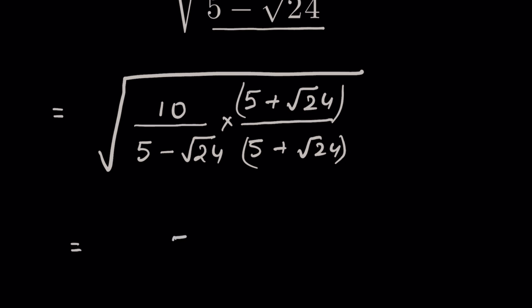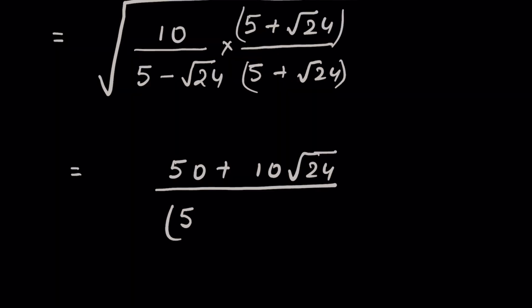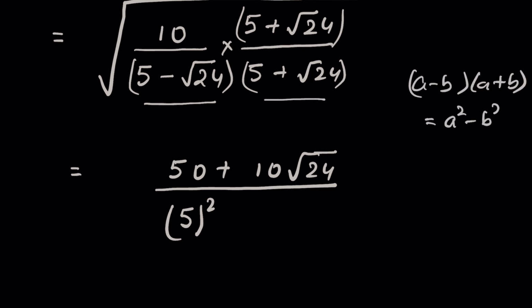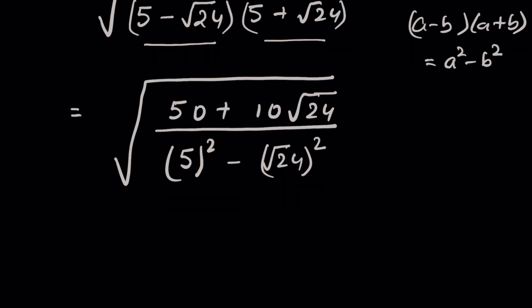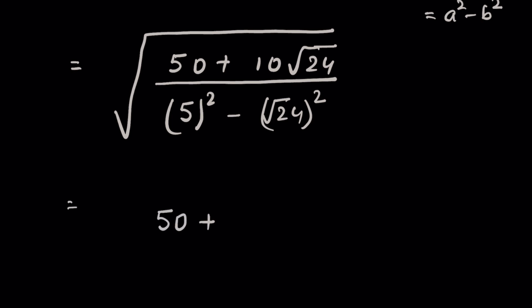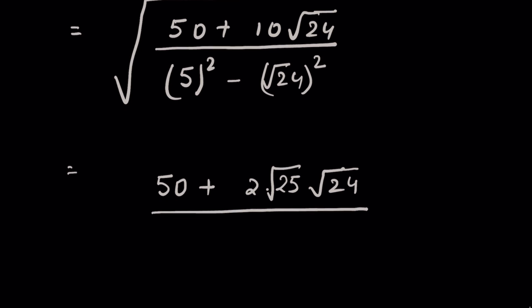So it will be 50 plus 10 times square root of 24 upon 5 square. This is in the form of the difference of squares, a minus b times a plus b, which is equal to a square minus b square. So minus square root of 24 square. Under the square root, 50 plus 10, we can write it as 2 times 5 times square root of 24, and 5 we can also write as square root of 25, because square root of 25 is 5, upon 5 square is 25, minus, we remove the square root with the square, 24.